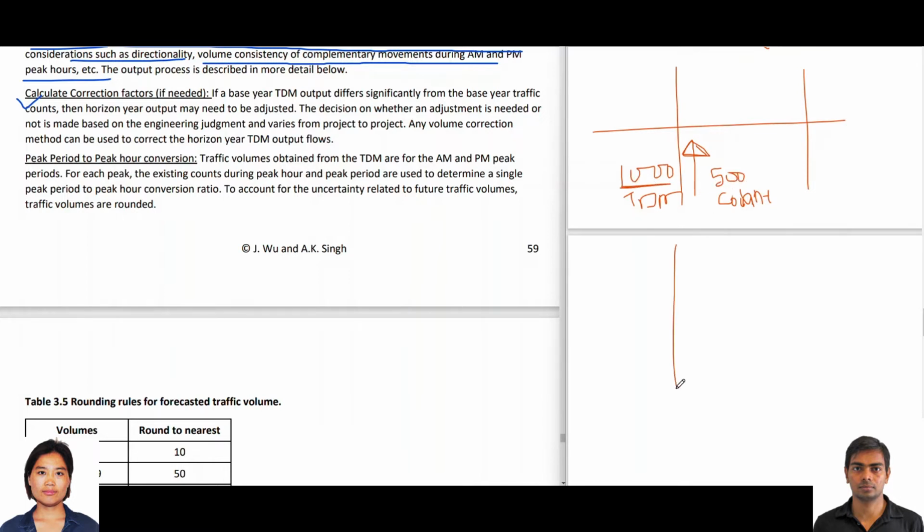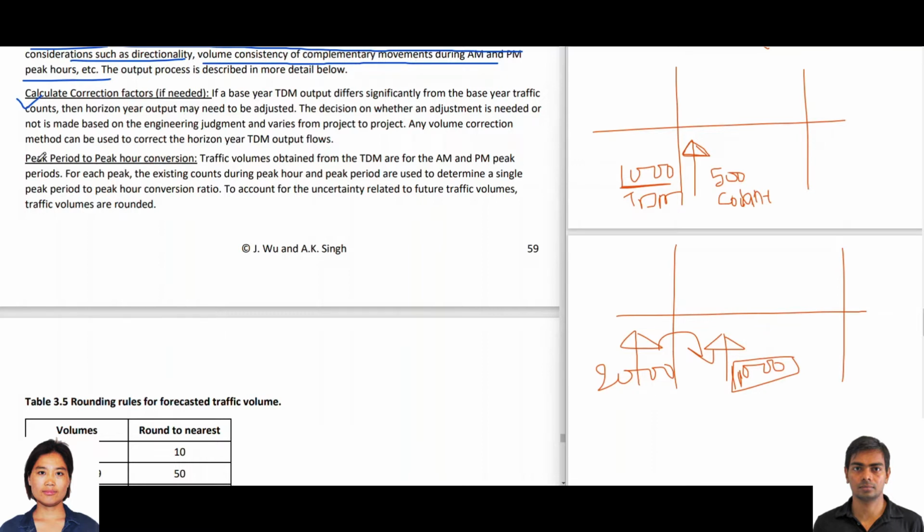So let's say for this particular location in the future, I'm forecasting 2000 in the TDM. Then using the ratio method, I will just reduce it by half, making it 1000 vehicles. So in existing, I will have 500 vehicles, and in future, I will have 1000 vehicles. So this is how to calculate the correction factor if needed. In most projects, we do need correction factors.